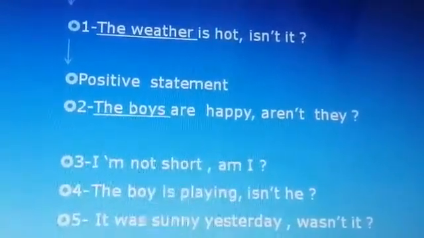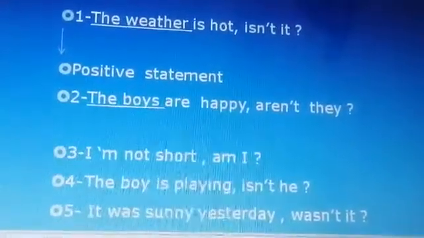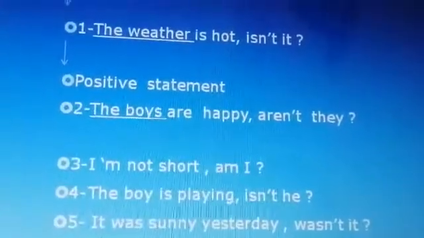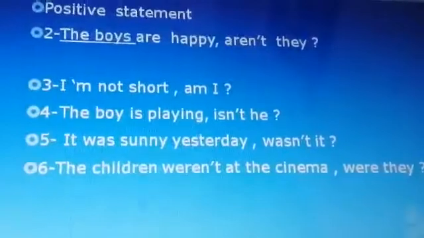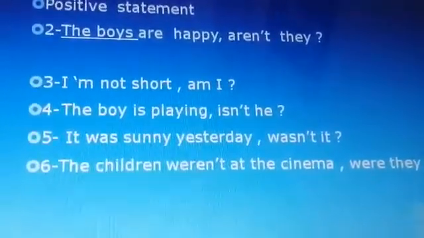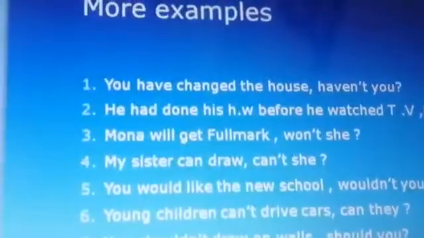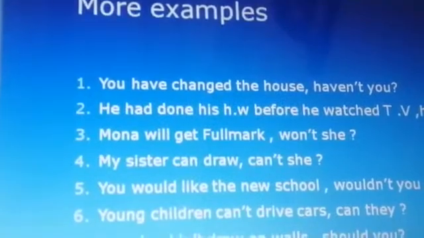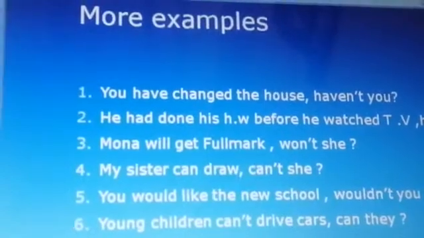Switch the position of the subject and the auxiliary verb. You know, of course, auxiliary verbs like what? Verb to be, do, and have. And we should replace the subject with the personal pronoun. Number 6. The children weren't at the cinema, were they? What is the pronoun for the children? They. So the question tag will be were they? Of course, you know modal verbs like can, should, and so on. Okay, let's have some more examples about modal verbs and auxiliary verbs.